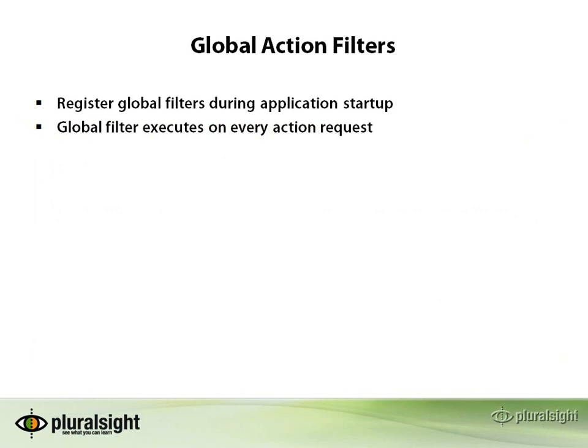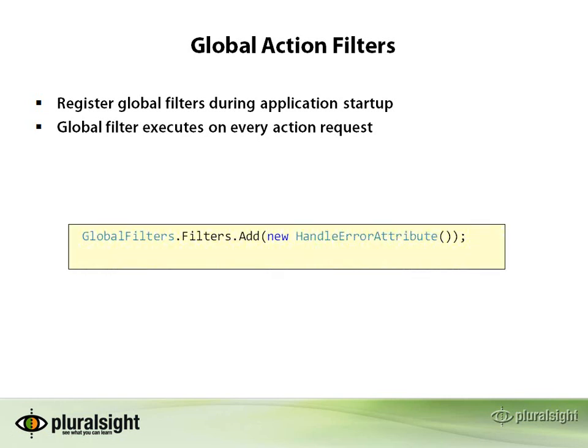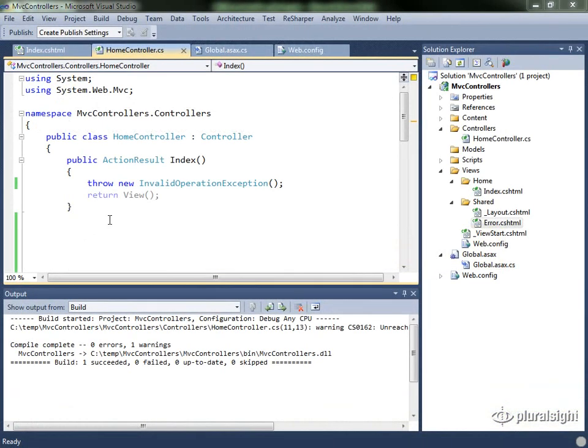That is, if I have an attribute that I want to apply on every controller action that executes inside of my application, up until MVC 3 I had to figure out a way to get that attribute on every controller class, perhaps by deriving from a base class that was derived from controller, and that base class has the attribute in place. But with MVC 3, during application startup, you have the ability to register a global filter. The global filter will execute on every action request. The way you do this is to instantiate the action filter that you need and add it to the globalfilters.filters collection.